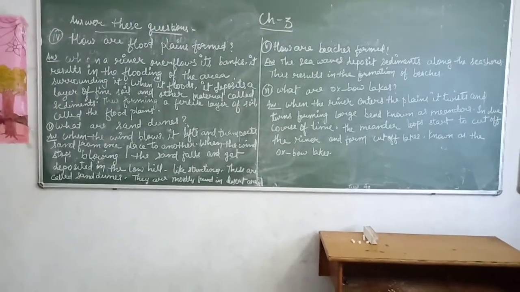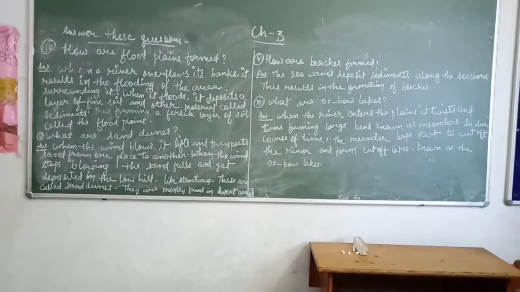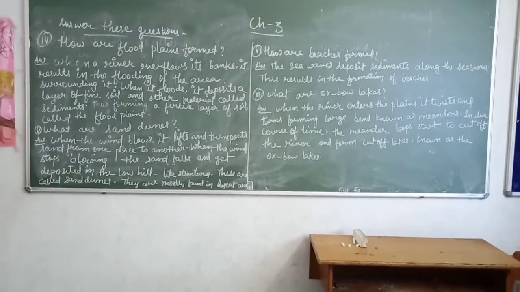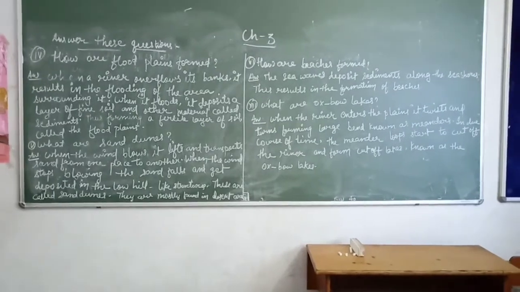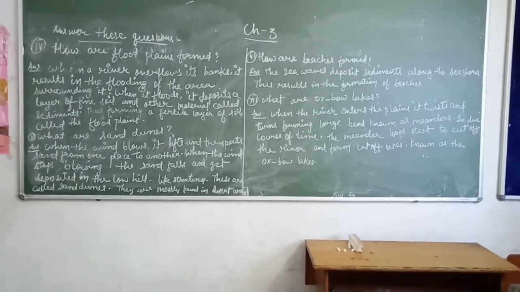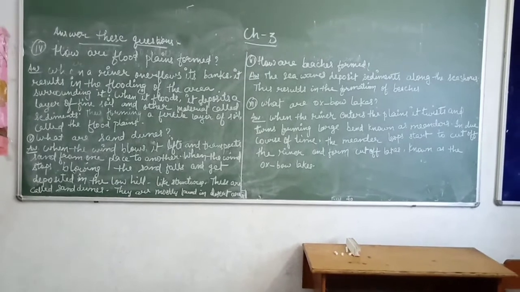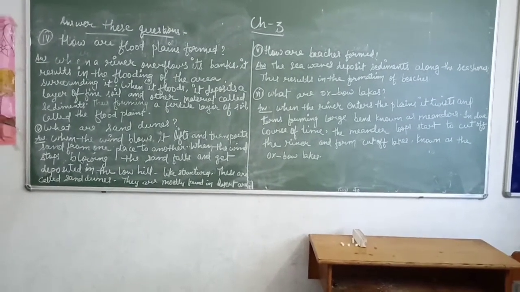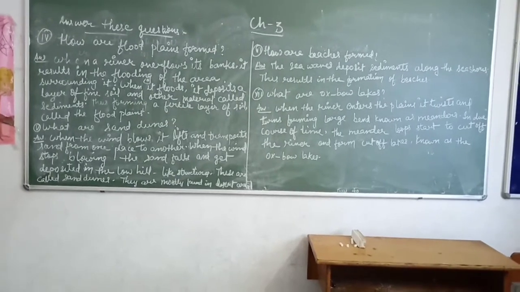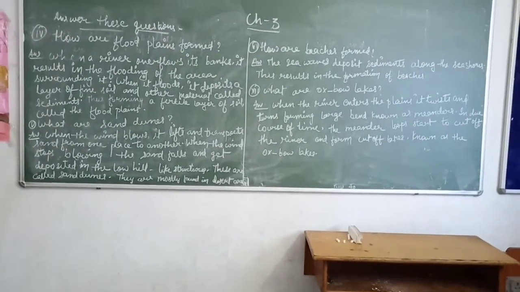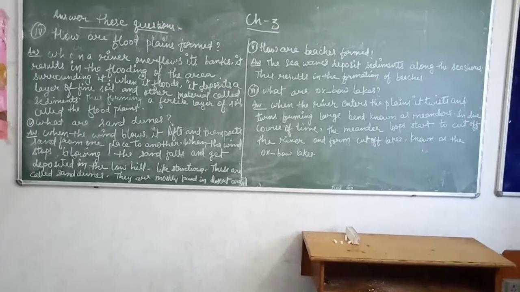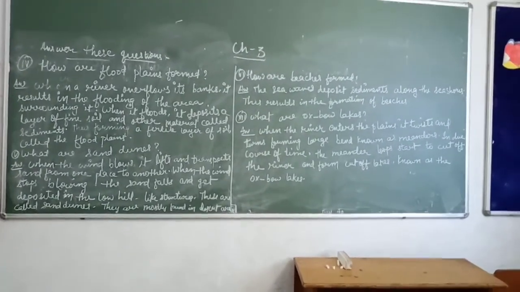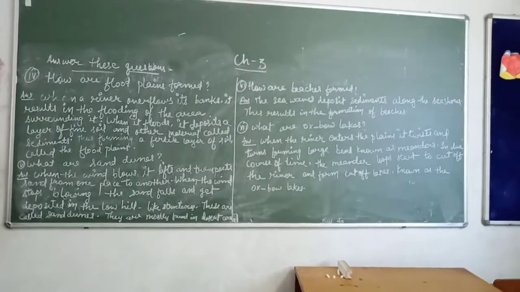Am I clear? That means when the wind blows in the desert area, in the desert what we get? We generally get the sand. So when it blows, it generally lifts and transports sand from one place to another, and after that when the wind stops blowing, the sand is deposited in one place, and the structure which is formed is called the sand dune. Okay? Now moving to next question.